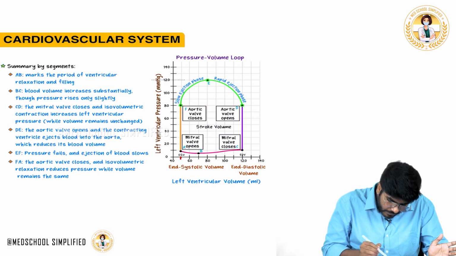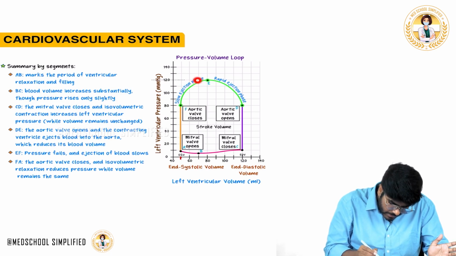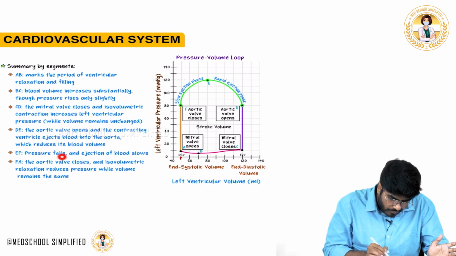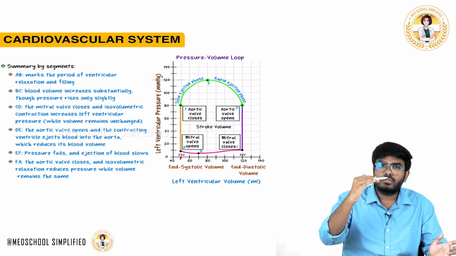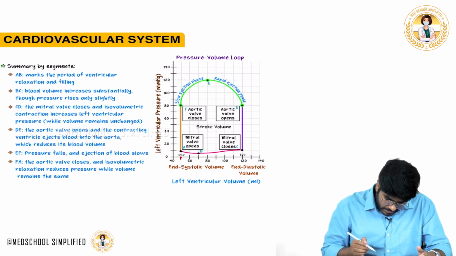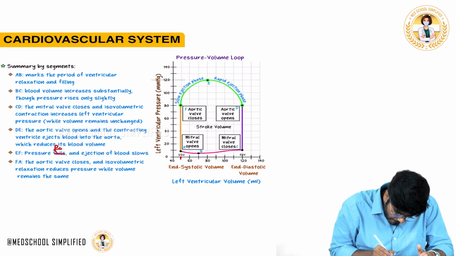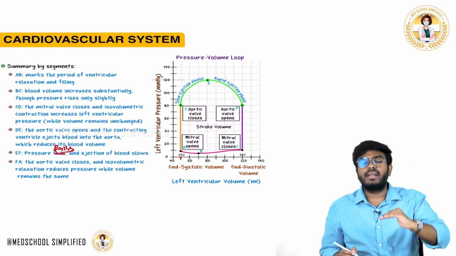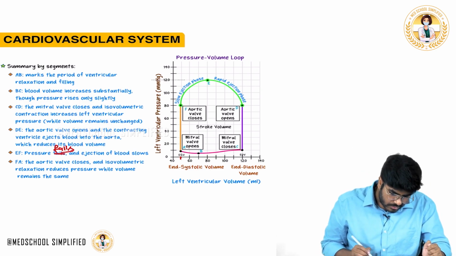E to F, there is the slow ejection phase. Pressure is falling, and ejection of blood slows. Actually it's falls, not fails. Pressure falls and ejection of blood also slows down. Let me correct it here. Pressure is falling down and ejection of the blood is also coming down. That's the slow ejection phase.